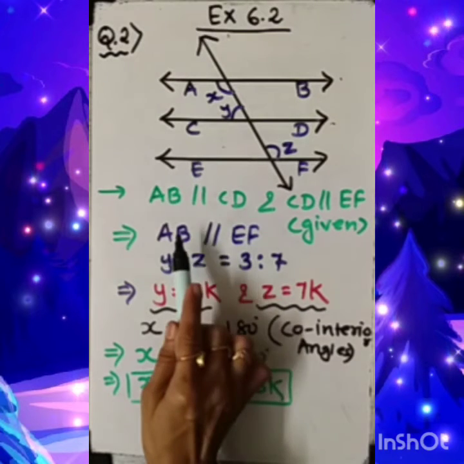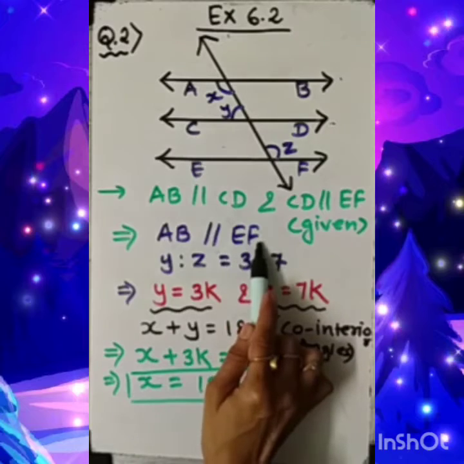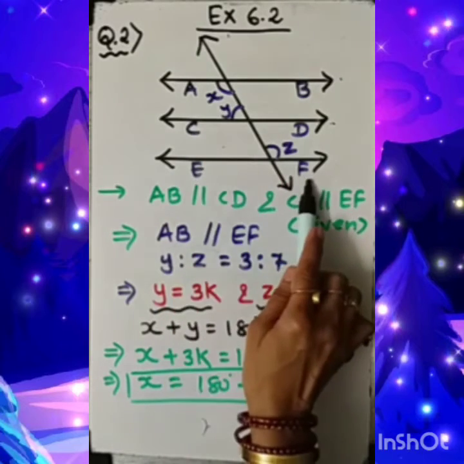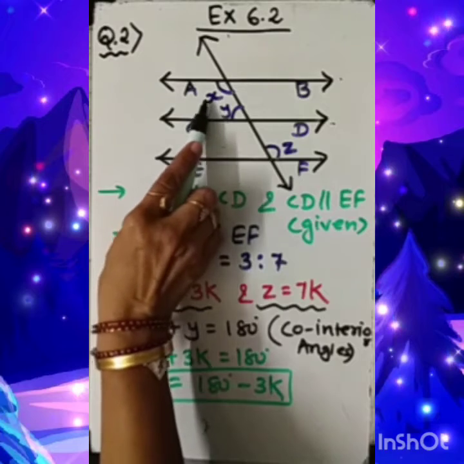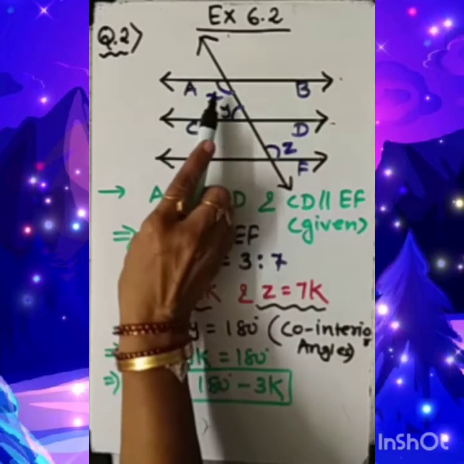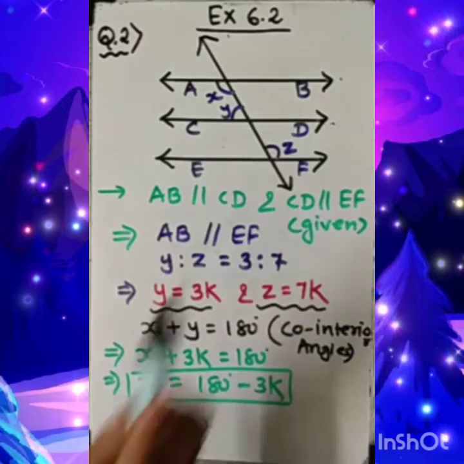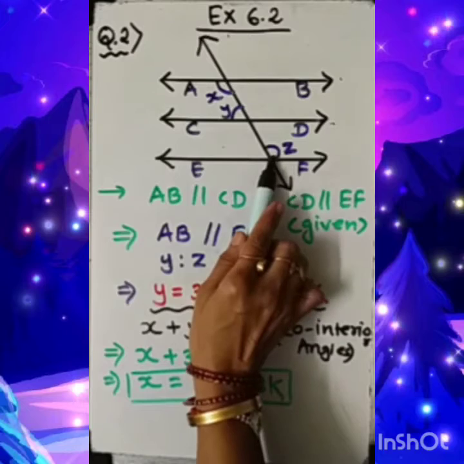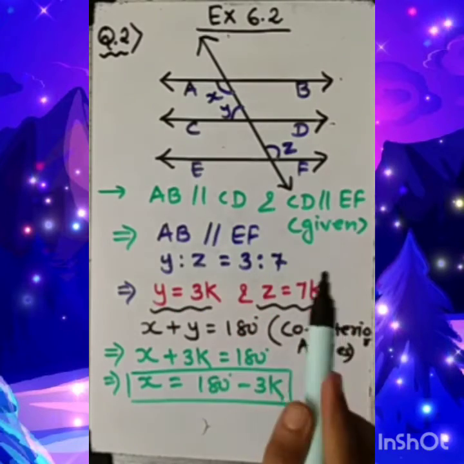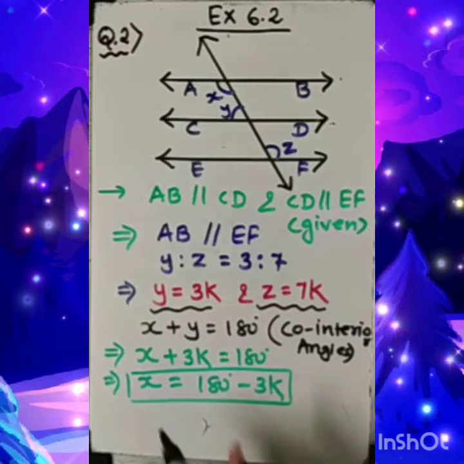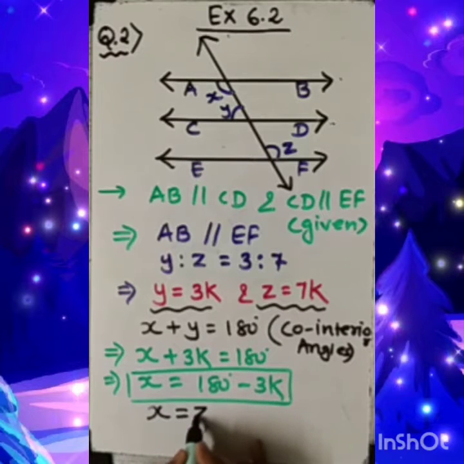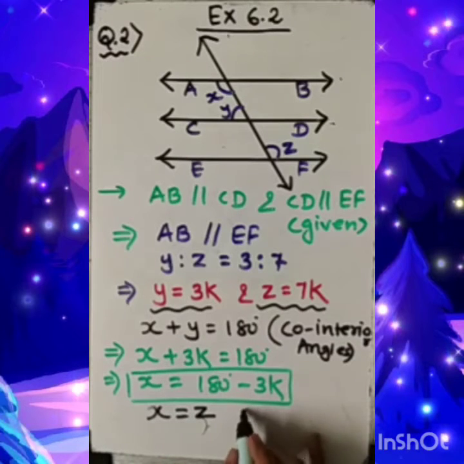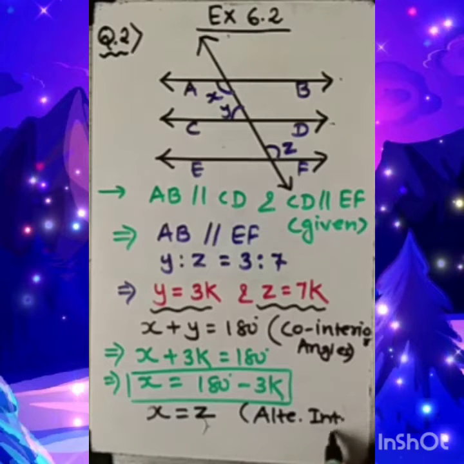As we already said, AB parallel EF. If AB and EF are parallel, then the relationship between this x and z, they are alternate interior angles. Correct? Alternate interior angles are always equal. So can I say x equal to z? x equal to z here. Reason behind that? They are alternate interior angles.